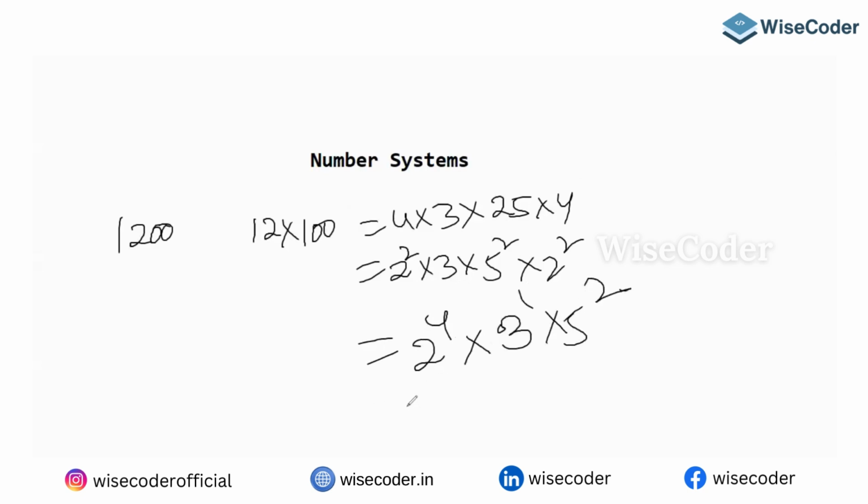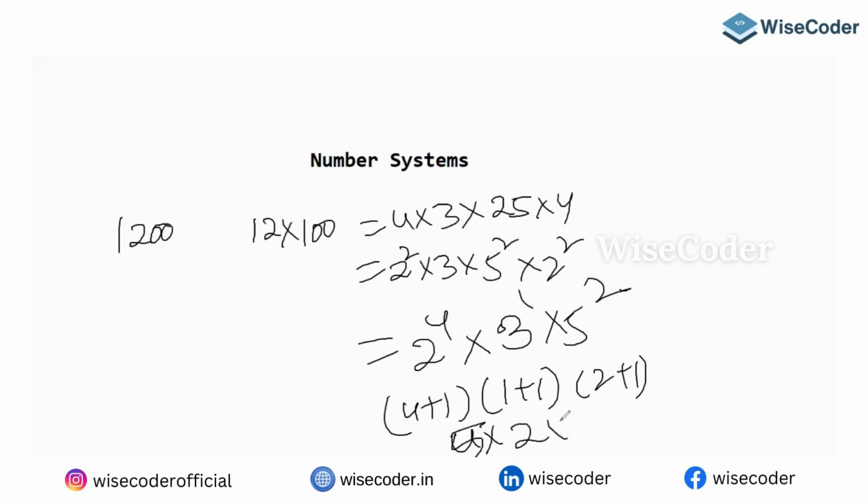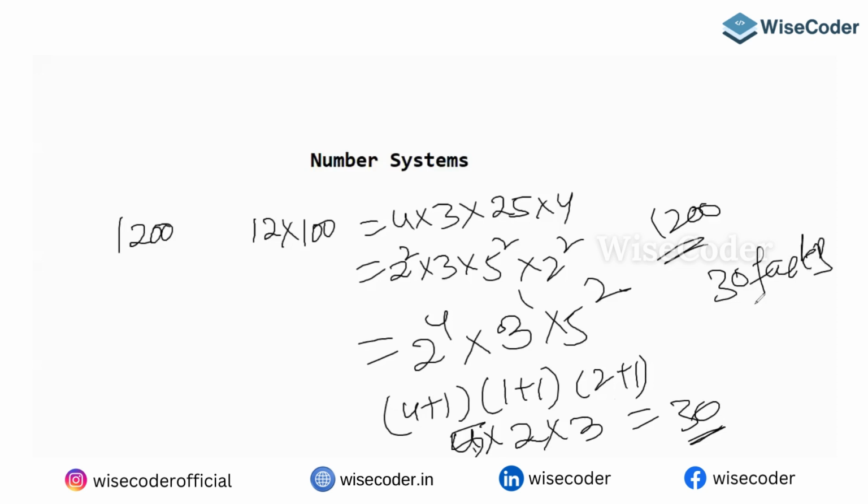So what is the next step? Take the powers, add 1 and multiply. So 4 plus 1, 1 plus 1 and 2 plus 1. So 5 into 2 into 3. 5 twos are 10, 10 into 3 is what? 30. So for 1200, there are a total of 30 factors. Okay, there are a total of how many factors, guys? 30 factors. So my point is very simple.